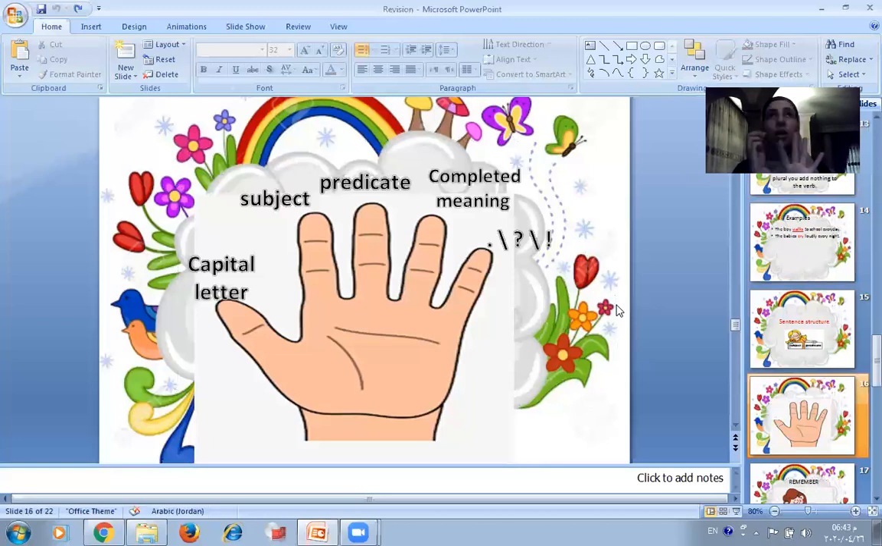Like for example, you cannot say the astronaut is a shark. What? The astronaut is a shark? That doesn't make any sense. So the sentence should have a meaning, a good meaning. So the capital letter, the ending mark, which is a full stop, question mark, or an exclamation mark, a subject, the doer of the verb, the predicate, the verb and the rest of the sentence, and it should have a complete meaning.